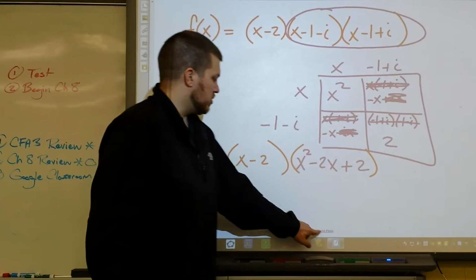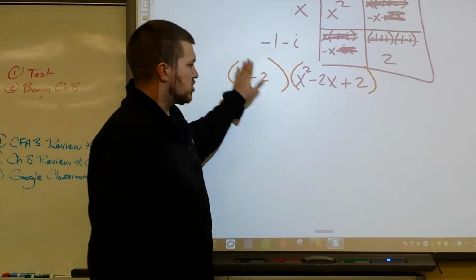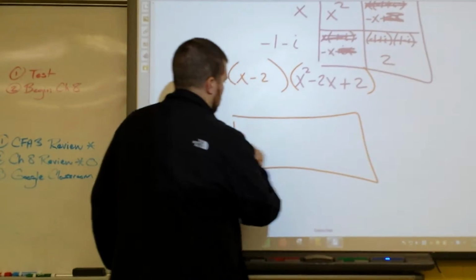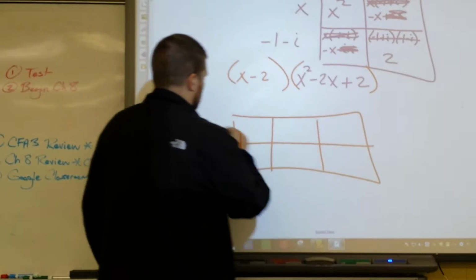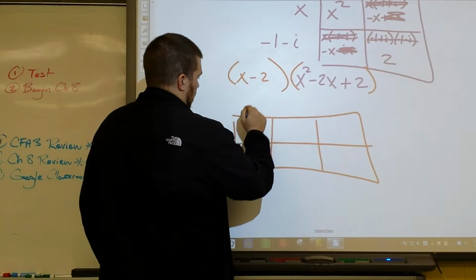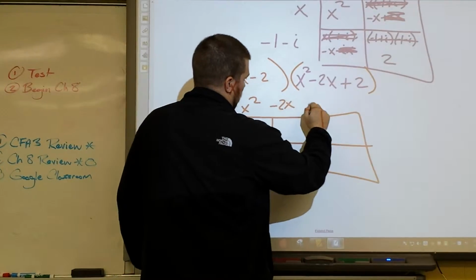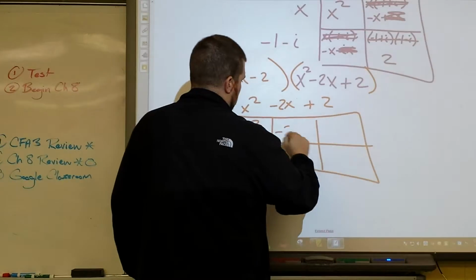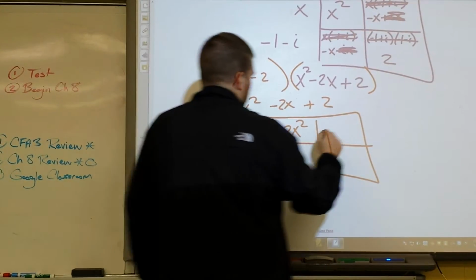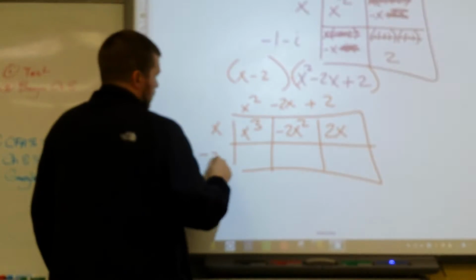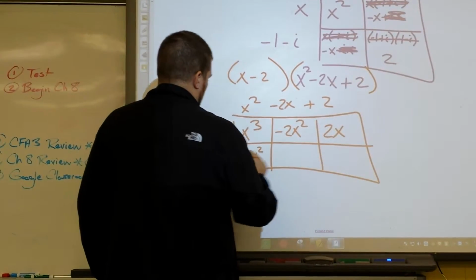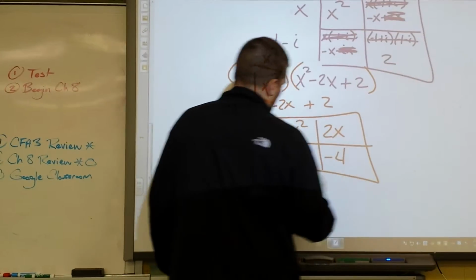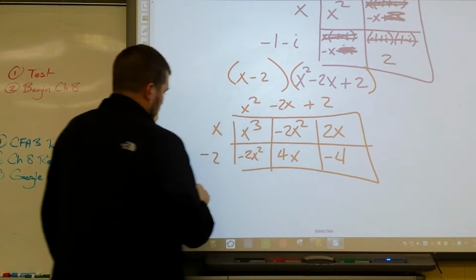All right, and now I'm going to do my box again. This time I need a 2 by 3 box. So 6 squares inside. So x minus 2, x squared minus 2x plus 2. So I have x cubed minus 2x squared plus 2x, negative 2x squared plus 4x minus 4. I want to combine my terms wherever I can, so I have f of x.